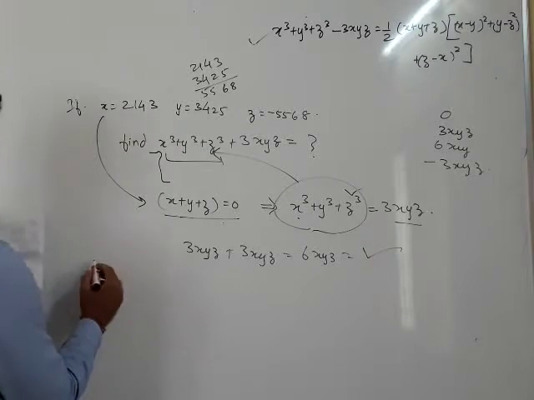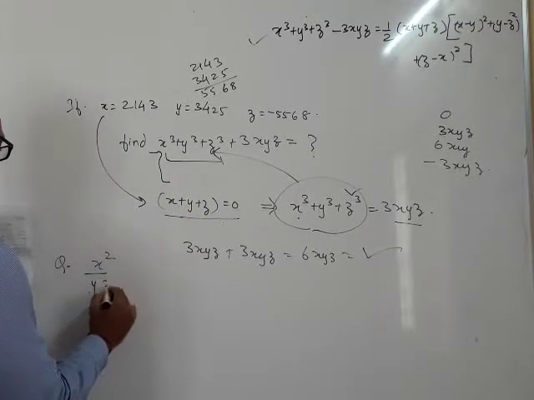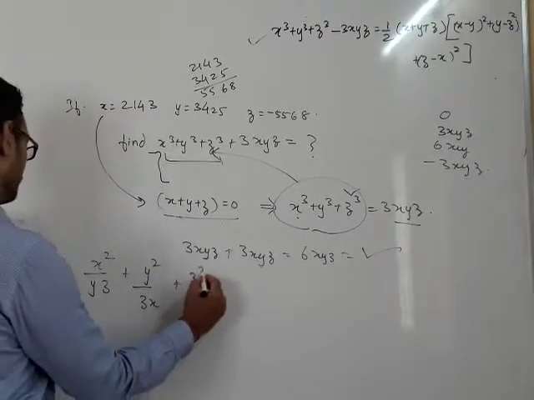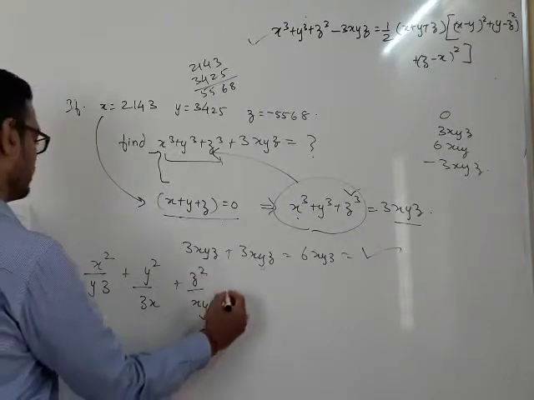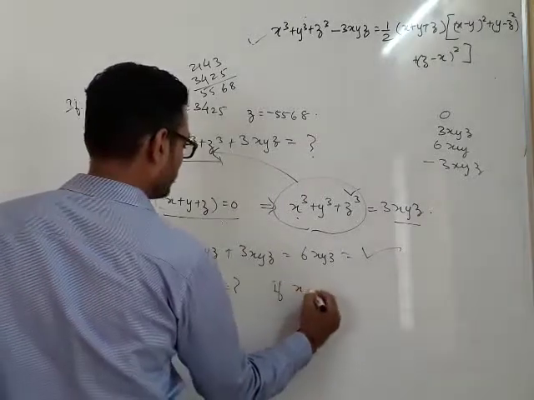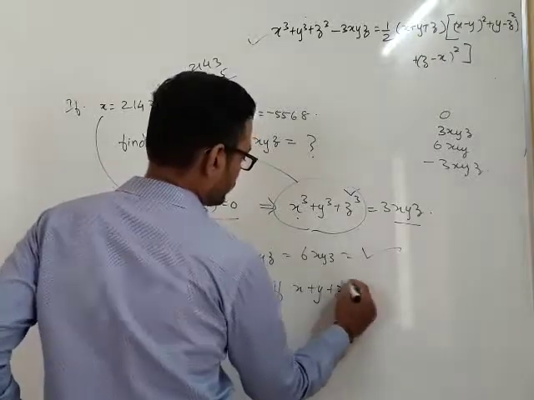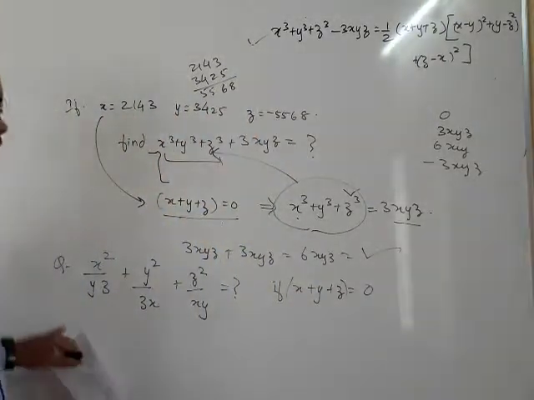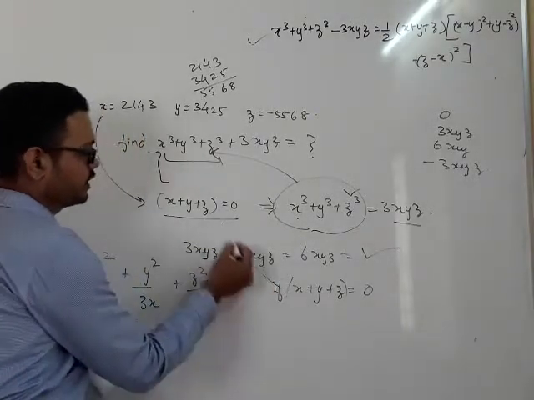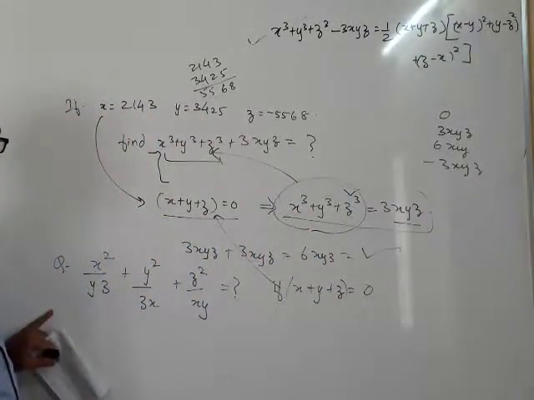Similarly, x square upon yz plus y square upon zx plus z square upon xy is what? If x plus y plus z is equal to 0 is given. Now the moment this question has come, it is again straightforward. Once this condition is there, it means what? x cube plus y cube plus z cube is 3xyz.